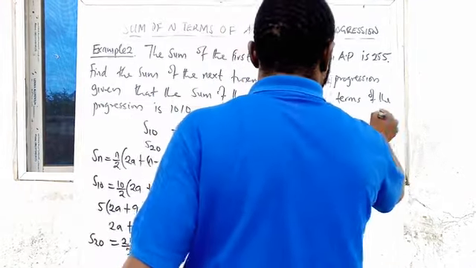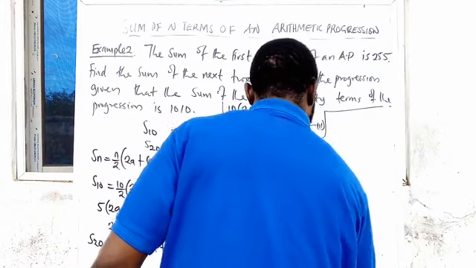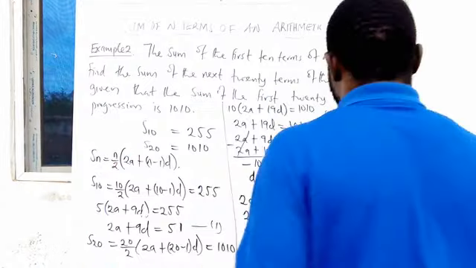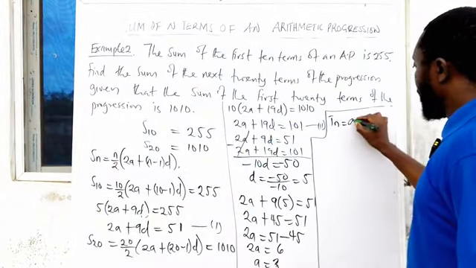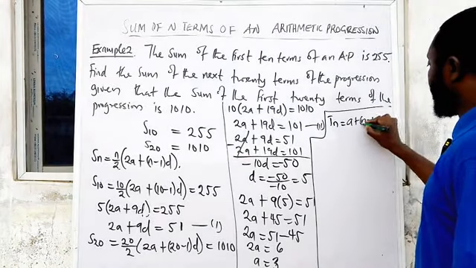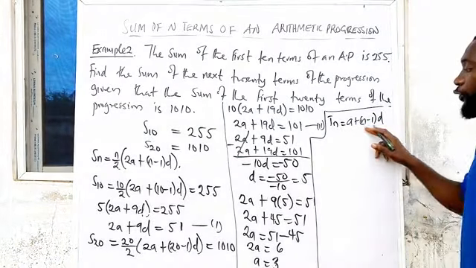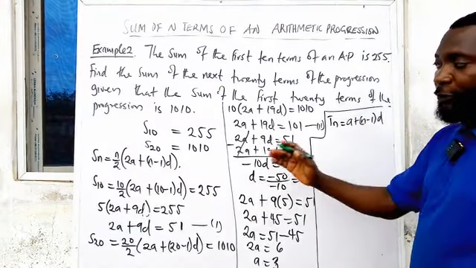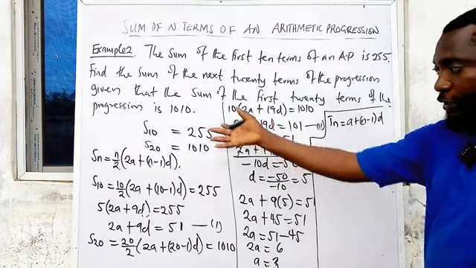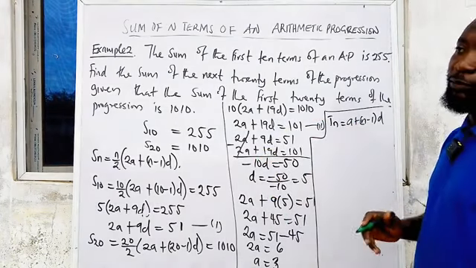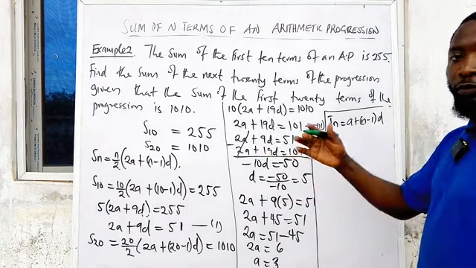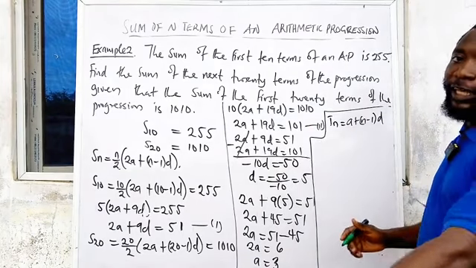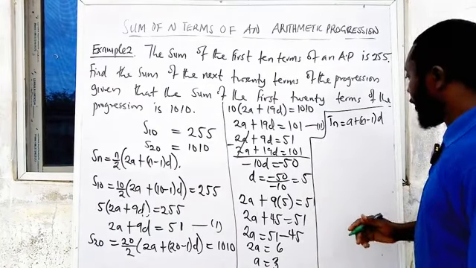Now we know that Tn equals A plus n minus 1 D. So this is the formula for the nth term. So now we want to generate the 11th term. We don't need the first 10 terms, since the question is not requesting that. We only need from 11 to 30, which is the next 20 terms.